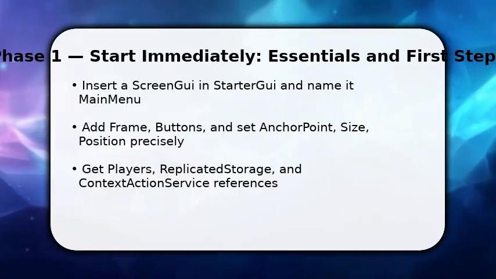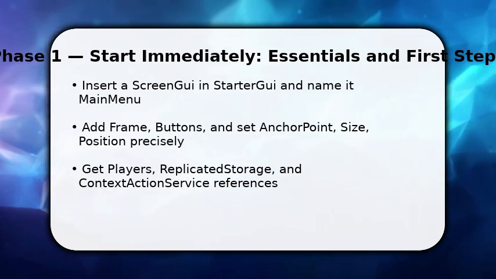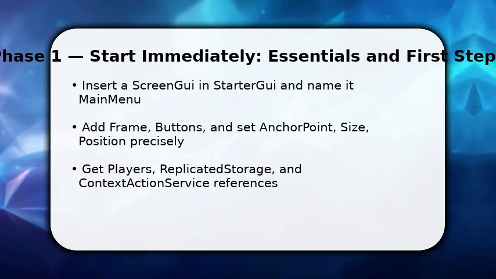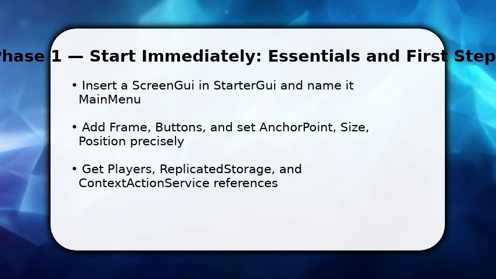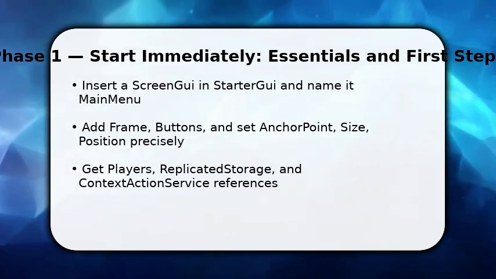You start by creating the UI elements you will control. Insert a screen GUI named Main Menu into Starter GUI and add a frame plus buttons. Once done, wire up service references, players, replicated storage, and context action service. This lets you move data and bind input.